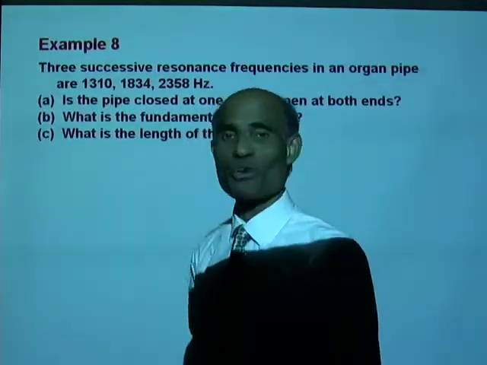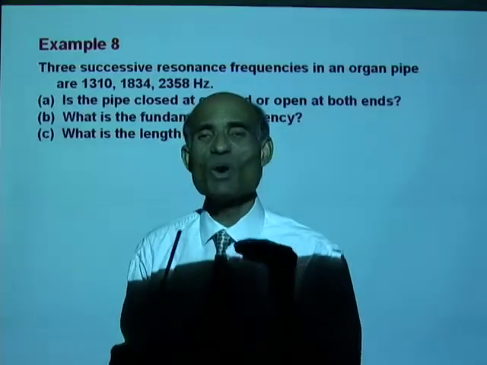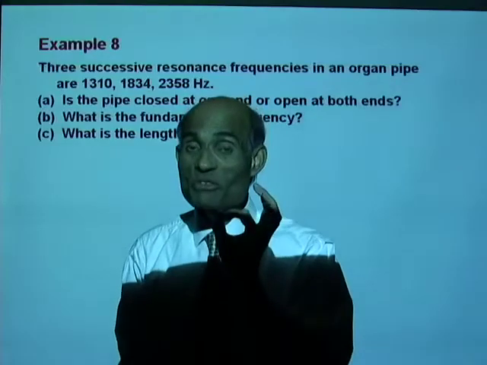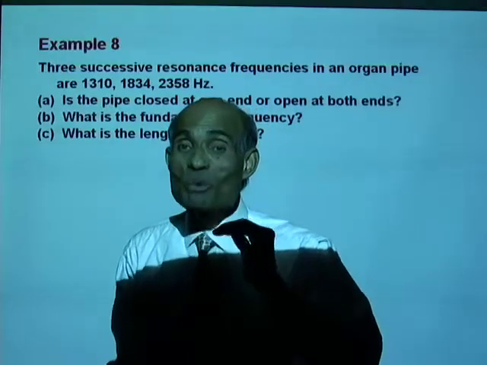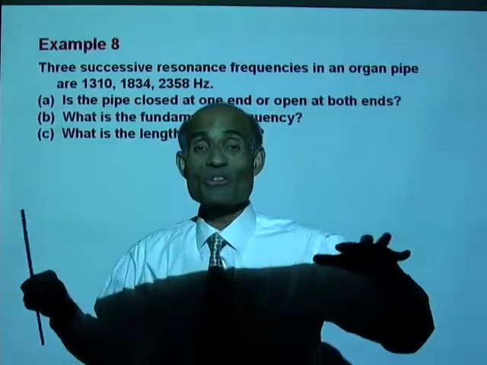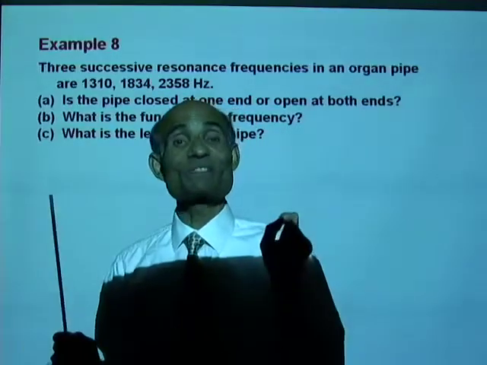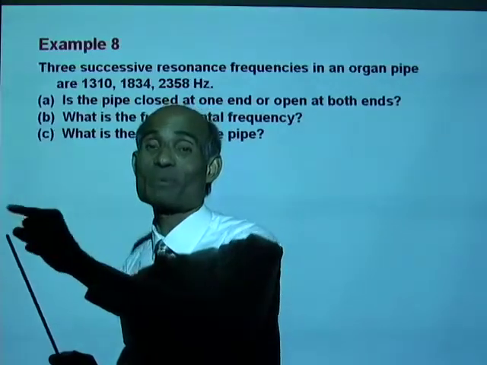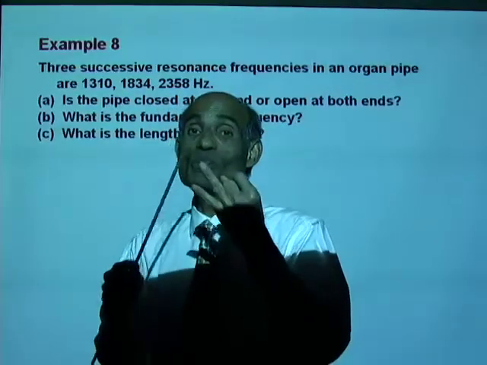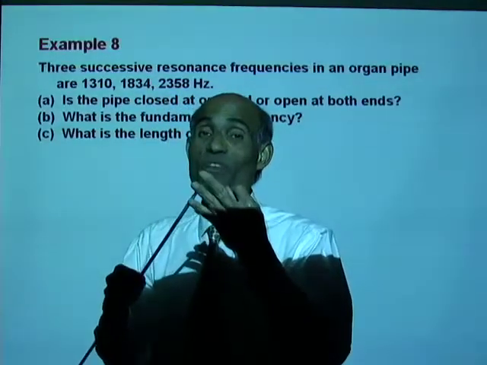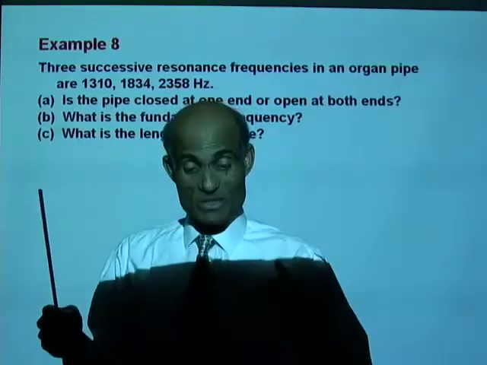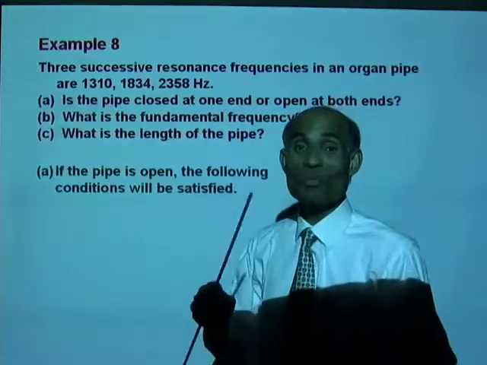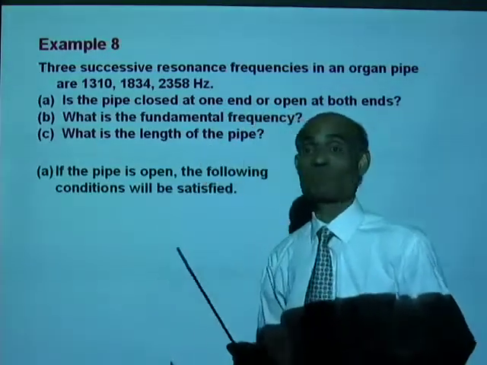Alright, tell me, first of all, what is the difference between an open tube and a closed tube? The major difference is, in an open tube, all the harmonics are present. Whereas in a closed tube, only the odd harmonics are present. The fundamental, the 3rd harmonic, the 5th harmonic and so on. Whereas an open tube gives you all the harmonics. And that is what we're going to use in solving this problem.